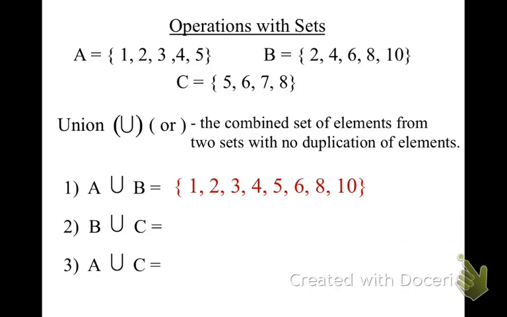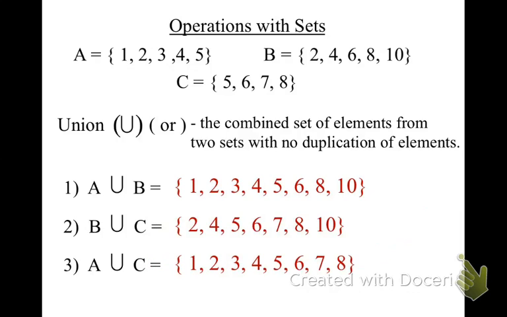The union of B and C would be 2, 4, 5, 6, 7, 8, and 10. A union C will be 1, 2, 3, 4, 5, 6, 7, 8. Now notice I don't repeat that 5. So when you do a union, you don't list things twice. You only have to list it once.